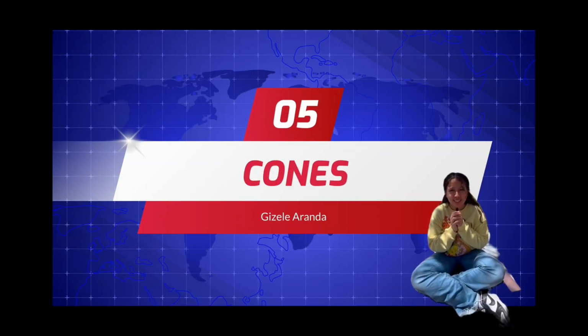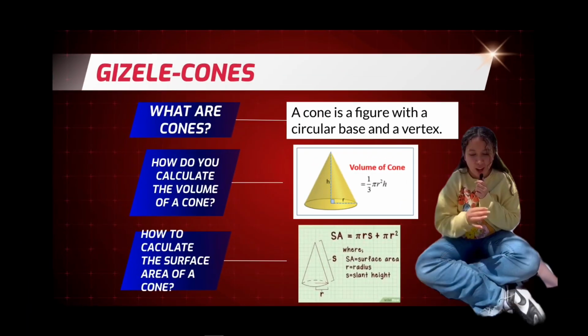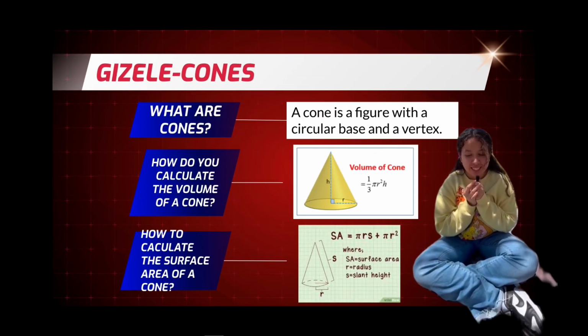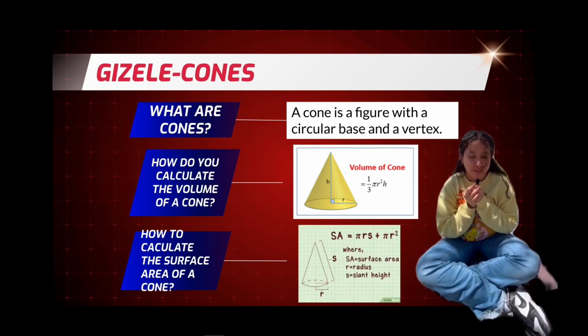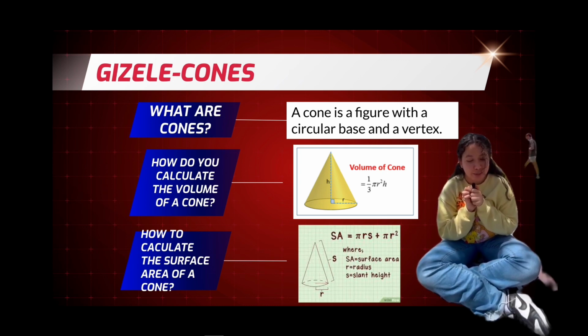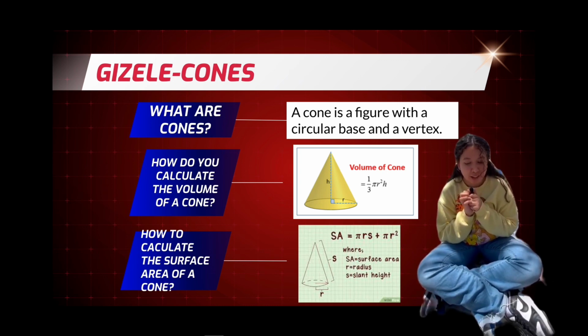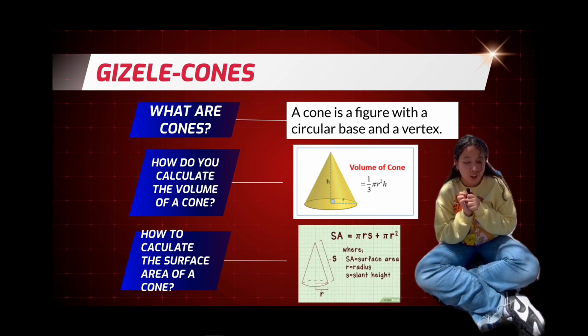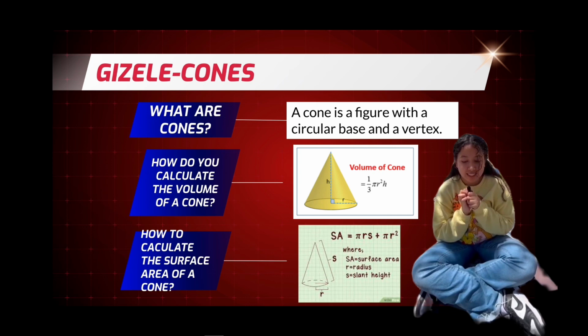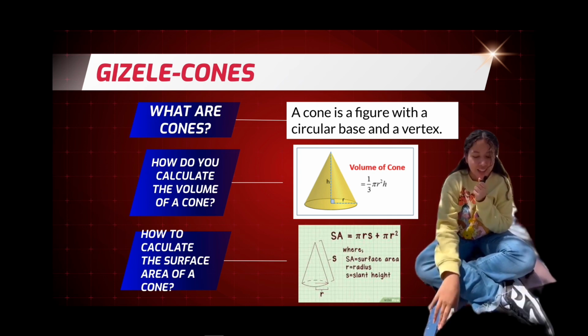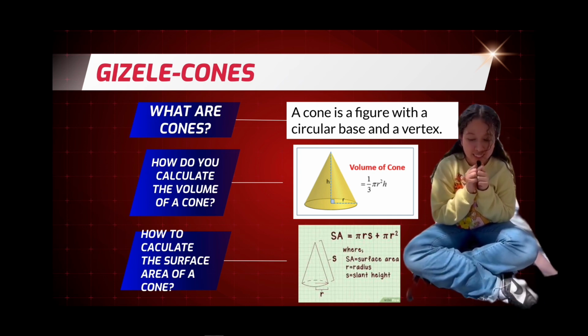Hi, I'm Giselle Randa, and this is cones. What are cones? A cone is a figure with a circular base and a vertex. How do you calculate the volume of a cone? To calculate the volume of the cone, you have to do 1/3 pi radius squared times height. How do you calculate the surface area of a cone?